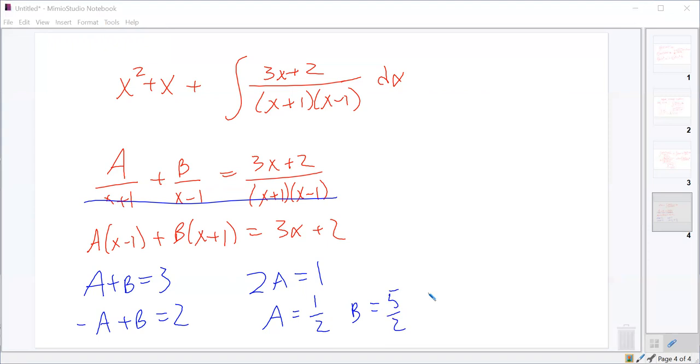Yeah, Kevin, you're welcome to just plug in x equals 1 and x equals negative 1 to solve for a and b. If you want to set up the system of equations, that is totally fine. They won't care if you do that. That's totally fine.